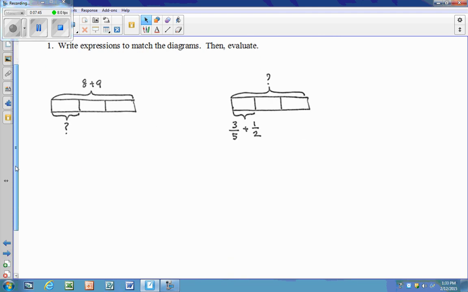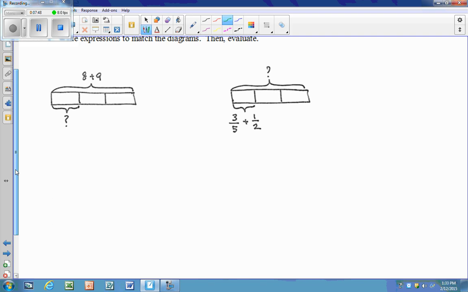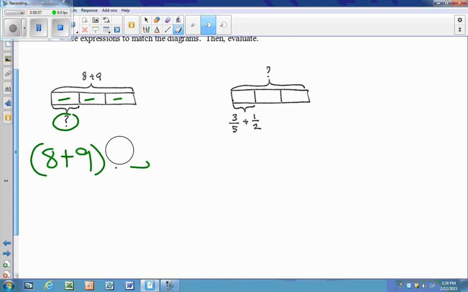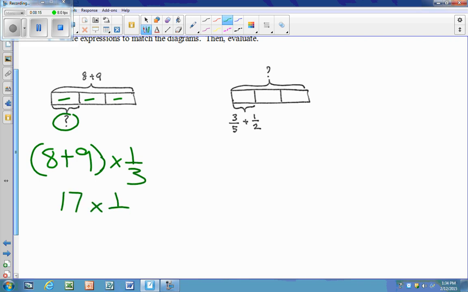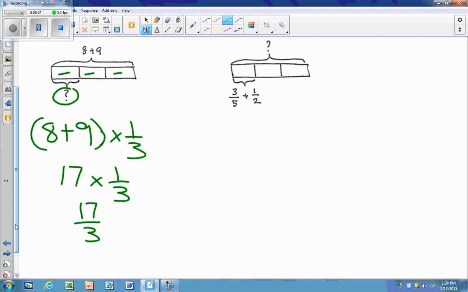So here are some more examples from the problem set today, where we needed to write some expressions and simplify them. In this case, once again, we want to find a piece. We are taking the sum of the whole thing, and it's being split into 1, 2, 3 pieces. So I want to divide it by 3, or another way to say that is that I can multiply it by 1/3. I want to figure out 1/3 of that. So I get 17 times 1/3, and I get 17/3, which is equal to 5 and 2/3.